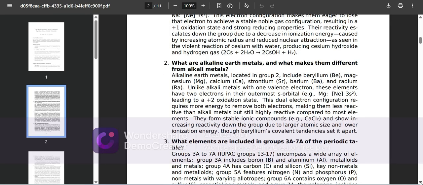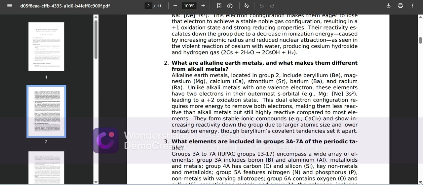What are alkaline earth metals and what makes them different from alkali metals? Alkaline earth metals, located in group 2, include beryllium, magnesium, calcium, strontium, barium, and radium. Unlike alkali metals with one valence electron, these elements have two electrons in their outermost s orbital. Example: magnesium, [Ne] 3s2, leading to a +2 oxidation state.